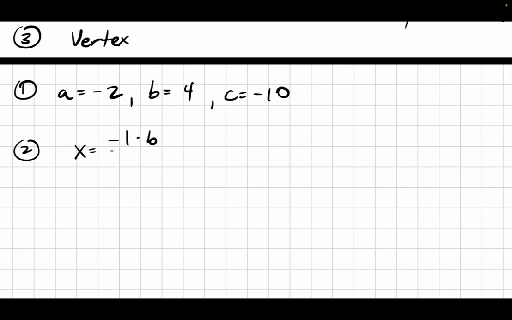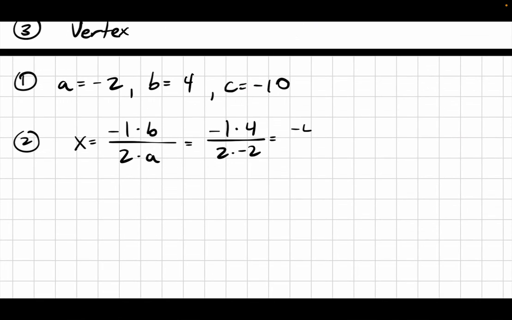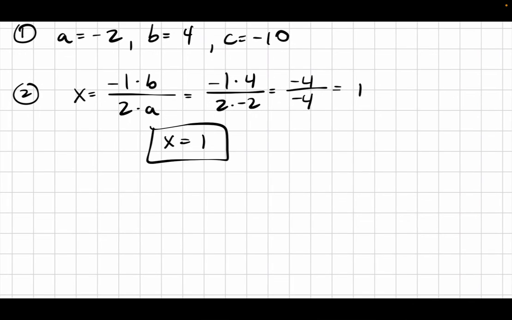So let's go axis of symmetry. -1 times B over 2 times A. So -1 times 4 over 2 times -2. So we get -4 divided by -4, which makes +1. So the axis of symmetry is x equals 1. That's where the green line would be. You're not going to draw it because you're not graphing this one, but that's where it is.